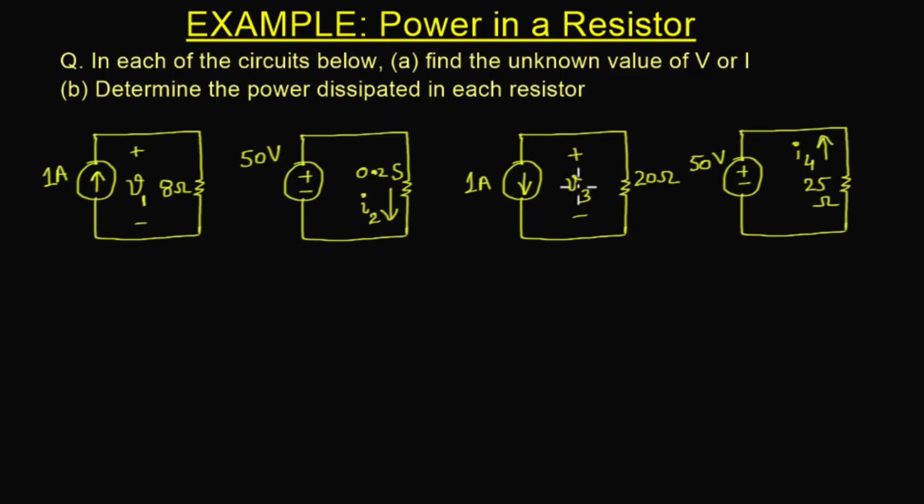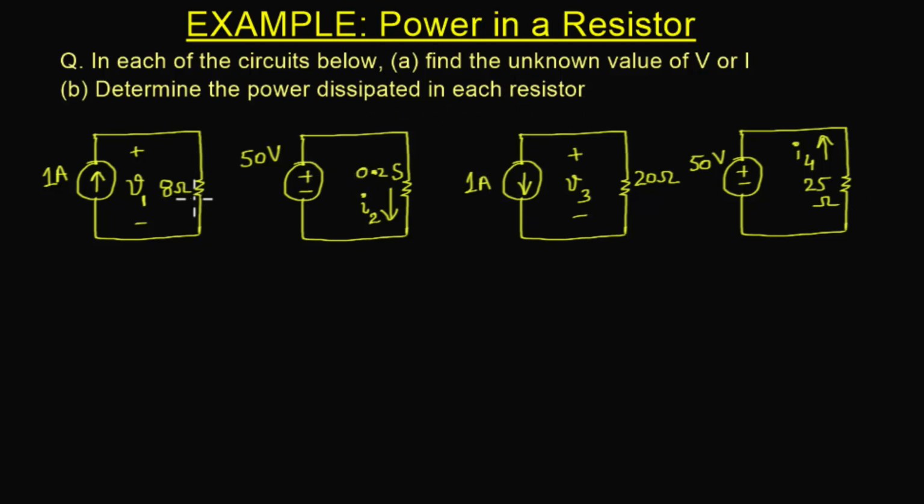And here we need to find this V3 in this polarity. And here we need to find I4 in this direction. And the second part is determine the power dissipated in each of these four resistors.